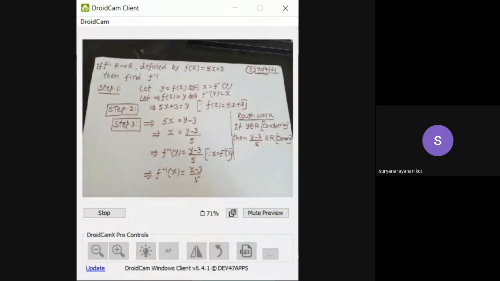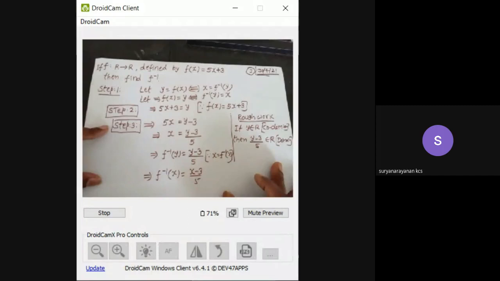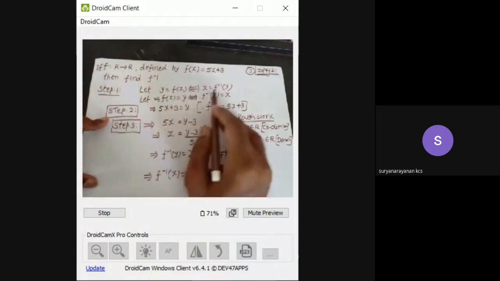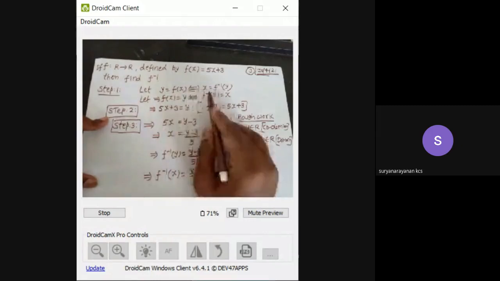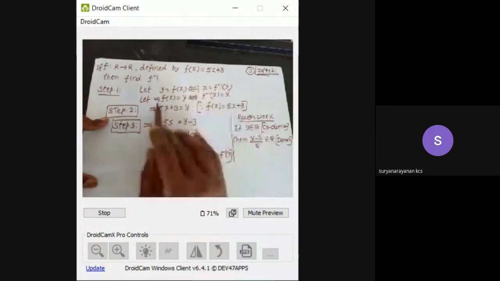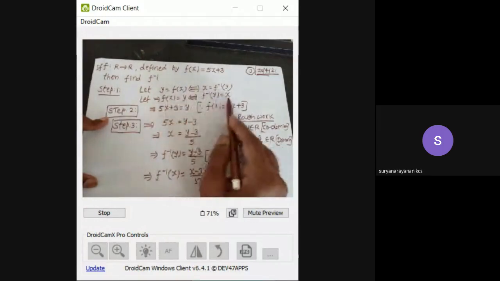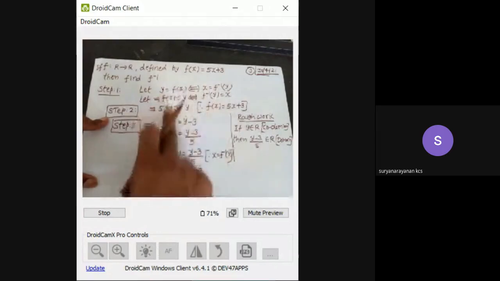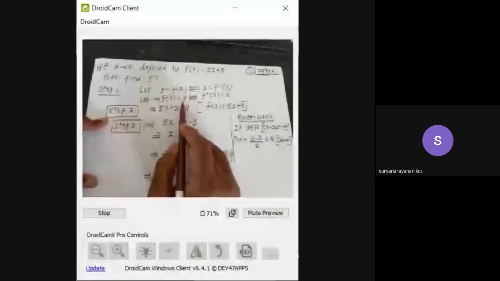Okay, my children. These are the steps to be followed to find the inverse of a given function. First step, we have to assume that y is equal to f of x. This implies x is equal to f inverse of y. Otherwise, you can take it like this also: f of x is equal to y implies f inverse of y is equal to x. From this equation, we have to find the value of x in terms of y.